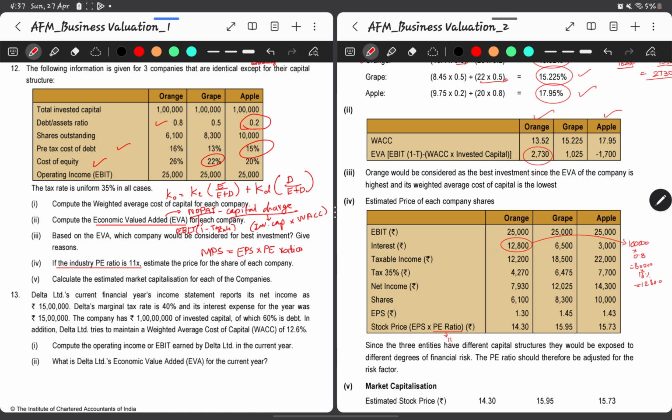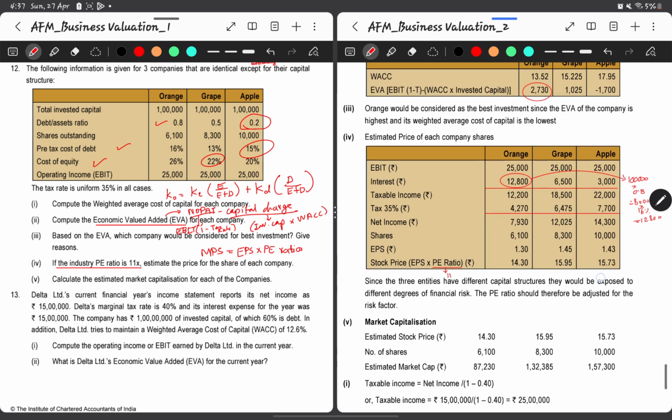Now reducing this from the earnings before interest and tax, EBIT, the operating income, will give us the taxable income. So taxable income is 12,200 in case of orange, 8,500 in case of grape, and 22,000 in case of apple. Now reducing the tax will give us the net income. This net income is nothing but the accounting profits. So this net income is 7,930 and 12,225 and 14,300 in case of these three companies.